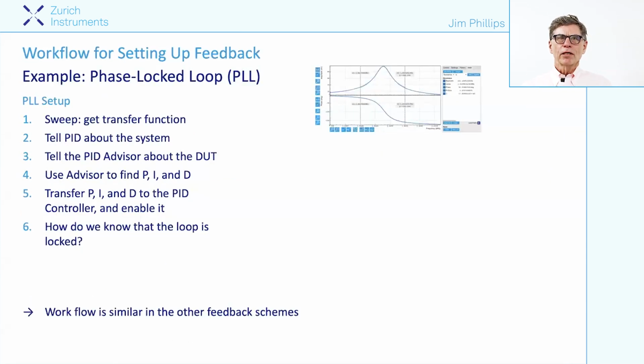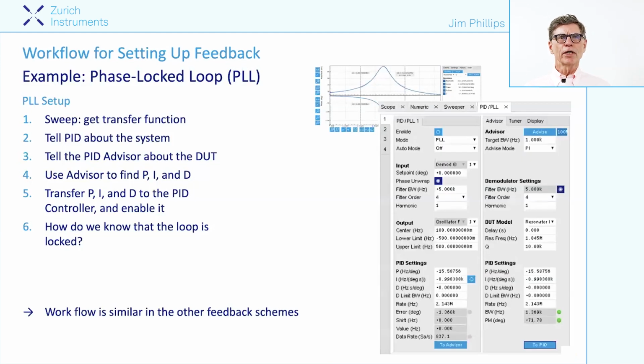This is the workflow in the digital instrument. We begin by measuring the transfer function of the device external to the lock-in amplifier, the device under test. When we have that transfer function, using the sweeper tool, we use its math tools to calculate the resonance frequency and the line width, and then we open the PID tool, and we tell the PID tool what type of loop we wish to build, what are its input and output.